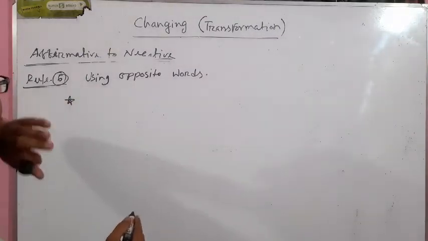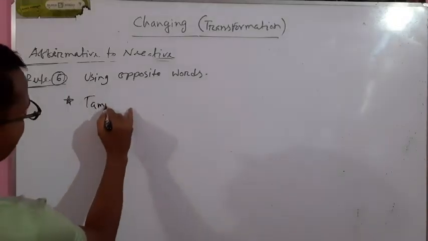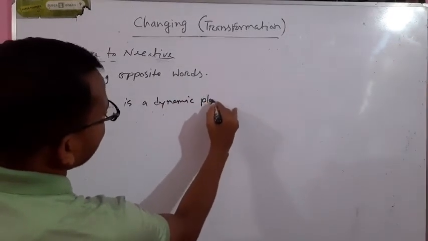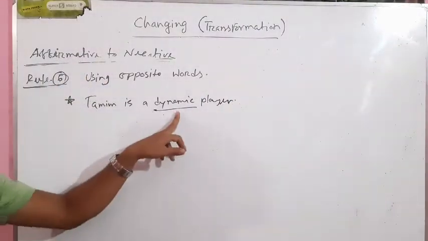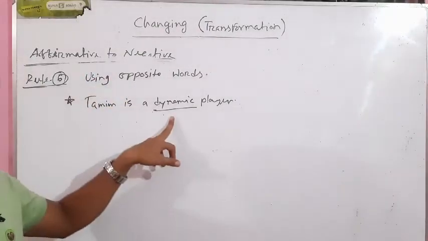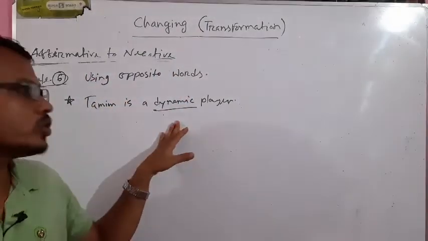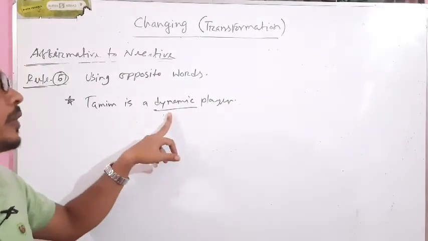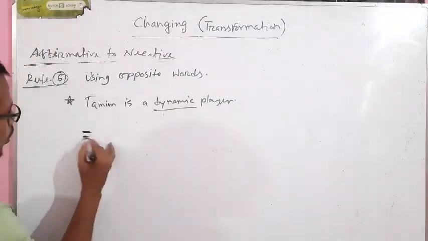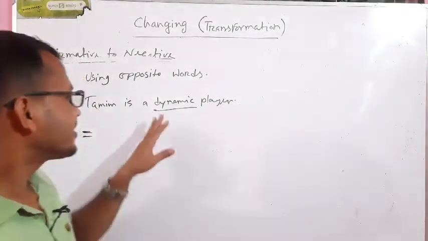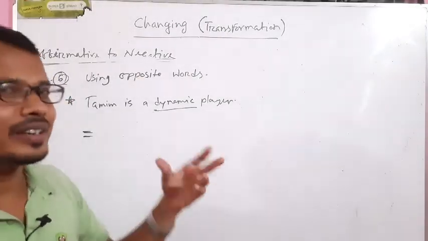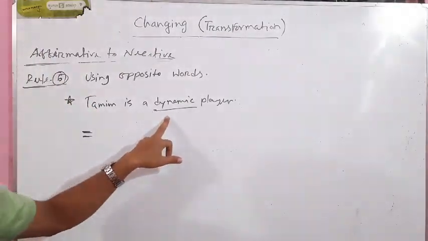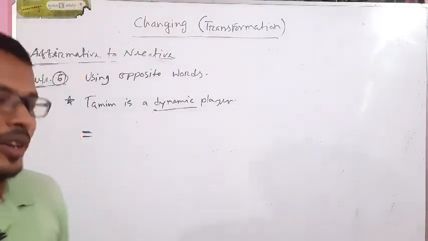If I say, Tamim is a dynamic player. If any student doesn't know the opposite word of dynamic, he or she cannot turn this sentence into negative, because you have to know so many words for this rule. Using opposite word means you have to know the opposite word of the given word. Dynamic means the player who plays. If anybody enjoys the cricket shots of Tamim, then anybody can easily understand what a stylistic player Tamim Iqbal is. Dynamic means Tamim Iqbal can play cricket by moving from one place to another.